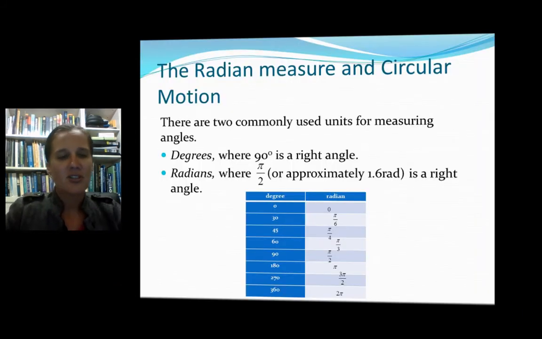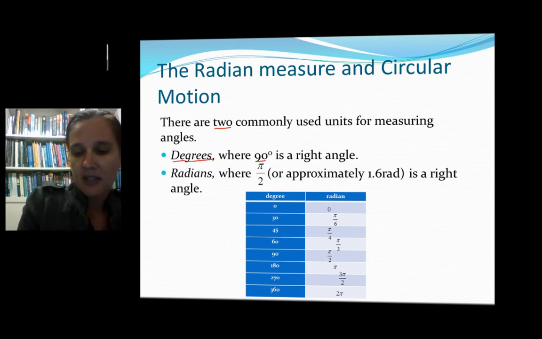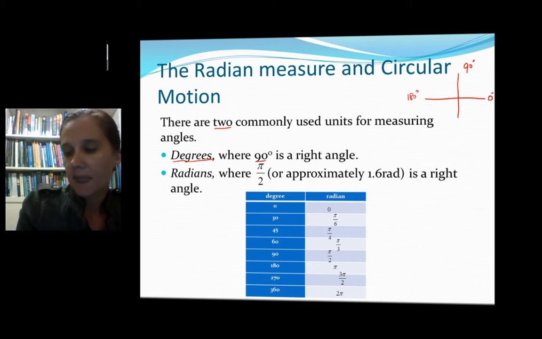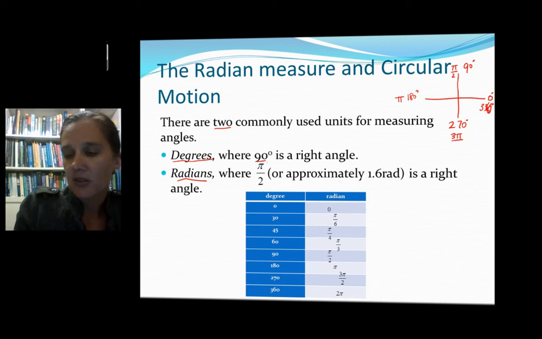Trigonometric functions: the radian measure and circular motion. So we have two commonly used units for measuring angles. We have degrees, where 90 degrees is a right angle. So here, 0 degrees, 90 degrees is our right angle, 180 degrees, 270 degrees, and around to 360 degrees. And we also have radians, where pi on 2 is a right angle. So here we have pi on 2, or half of pi. Here we have pi, we have 3 pi on 2, and here 2 pi.